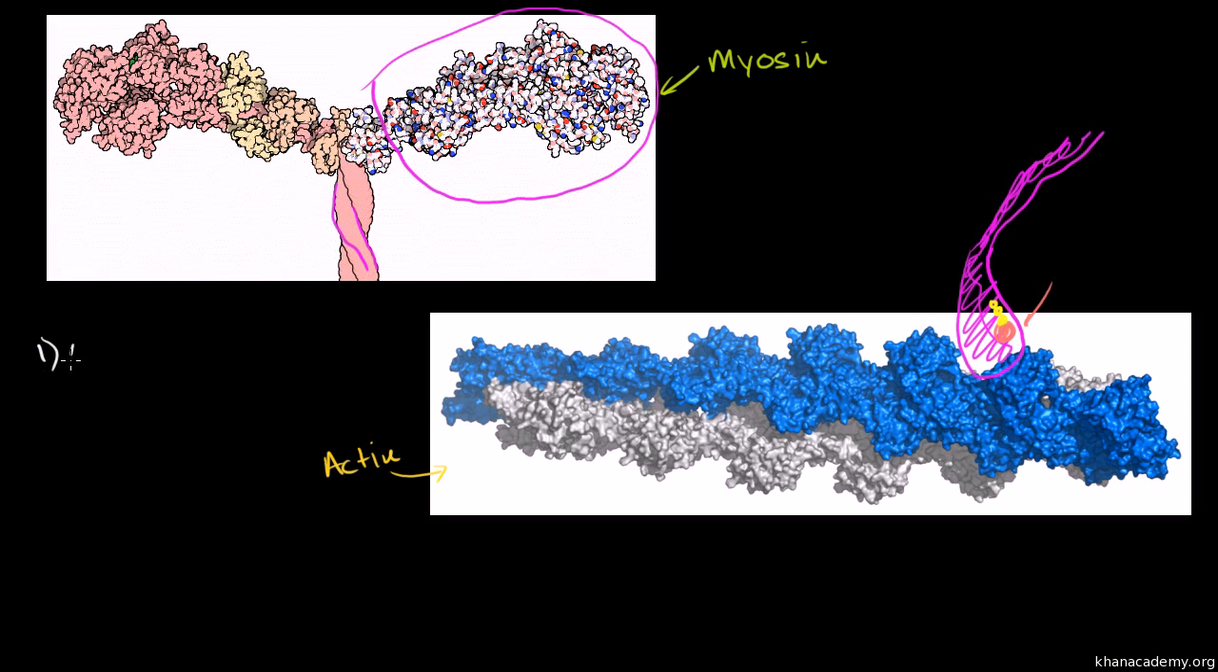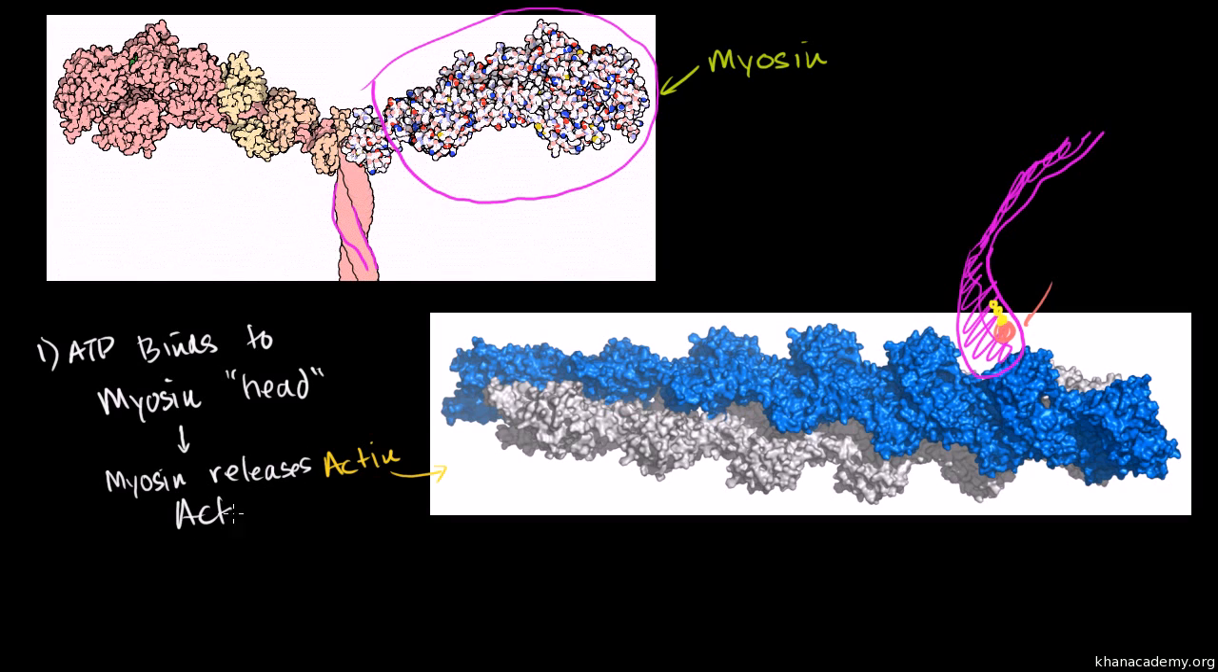So let me write this down. So one, ATP binds to myosin head. And as soon as that happens, that causes the myosin head to release actin. So that's step one. So I started off with this guy just touching the actin. The ATP comes and it gets released. So after that step, it's going to look something like this.